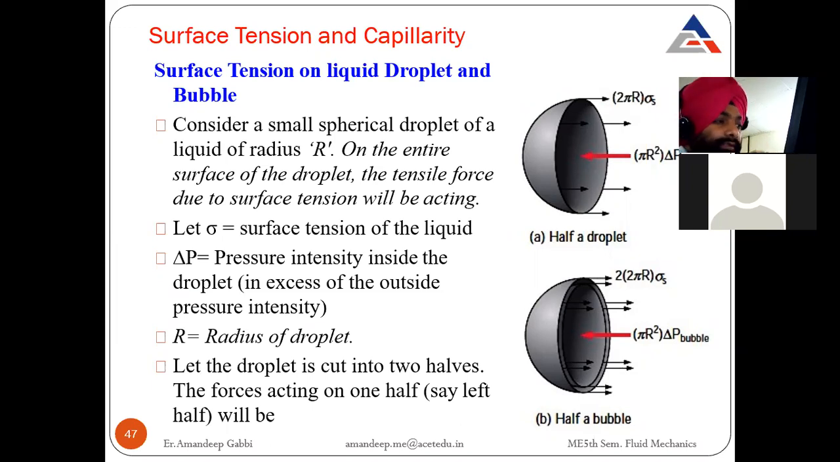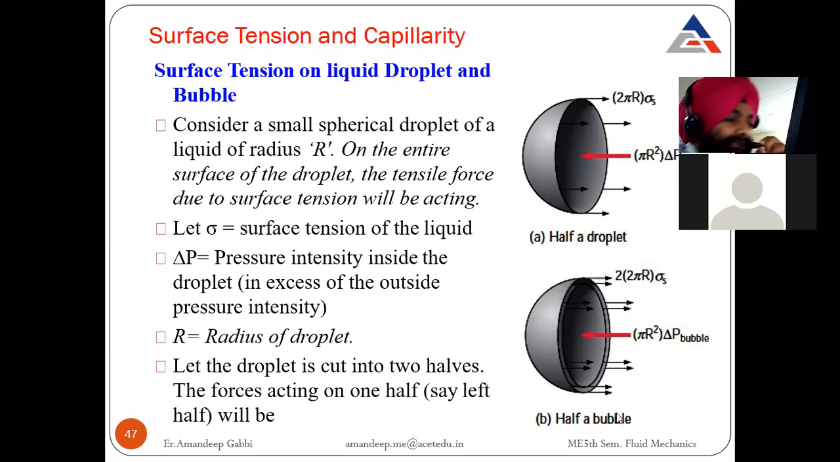Now let us talk about different types of forces related to droplets and bubbles that are round in shape. Surface tension on liquid droplet and bubble. Consider a small spherical droplet of liquid of radius r. This is half of a droplet and half of a bubble. The droplet has one surface only, and the bubble has two surfaces, one inner surface and one outer surface.